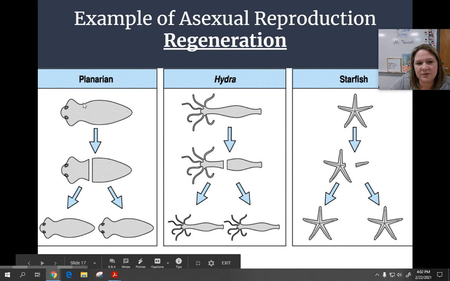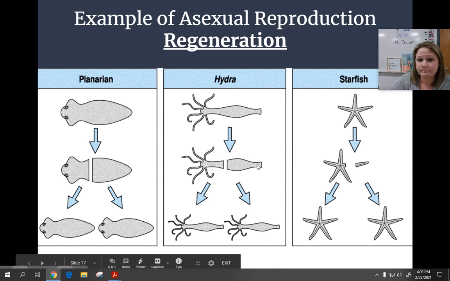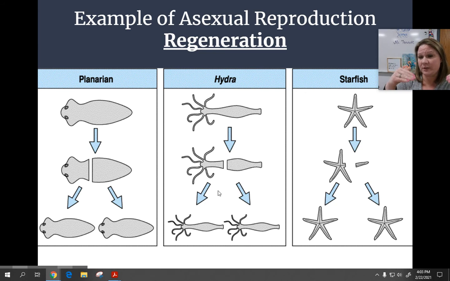If you just cut off their head, they'll regrow a new head. If you cut off their tail, they'll regrow a new tail. You can actually cut them into 236 pieces, and all 236 pieces will regrow into a new Planarian worm. Simple hydras can do the same thing. If you cut them in half, both halves will regrow.